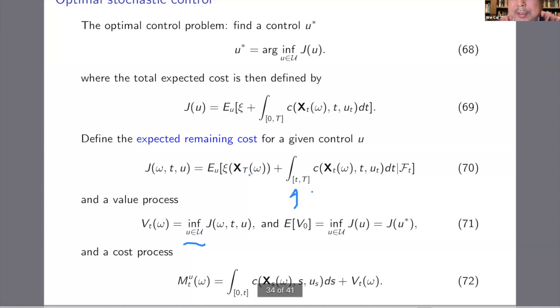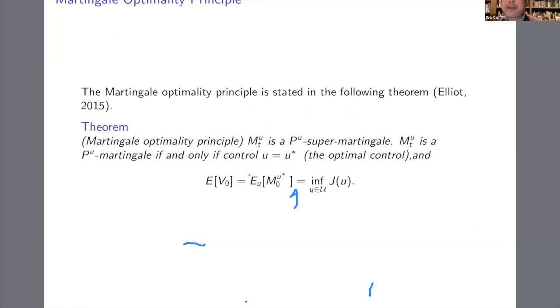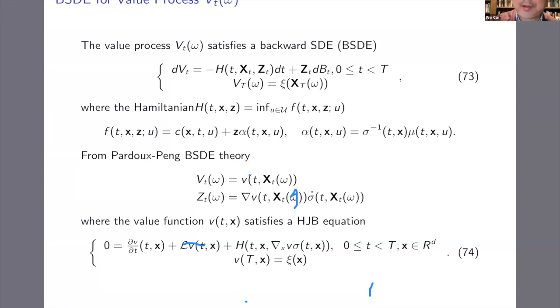And then you can define a cost process, which I call M_t. This is just the cost up to time t plus the value function, or value process. This is the theory by Davis. It says usually this M_t is a submartingale. It will be a martingale only if you have an optimal control. So now you can see the optimal control is described by a martingale. Therefore, our method can be applied to this problem very naturally. Just define the loss function using the martingale property.